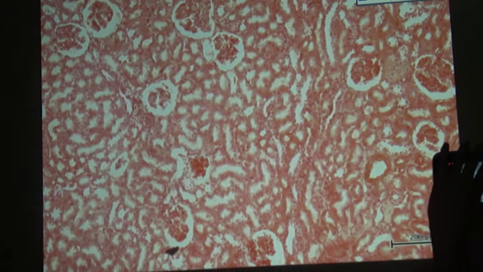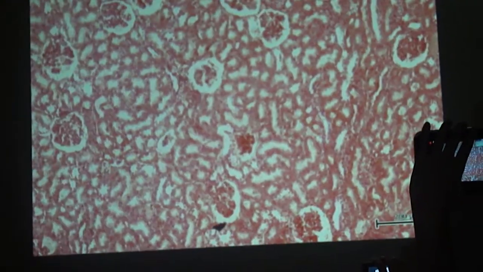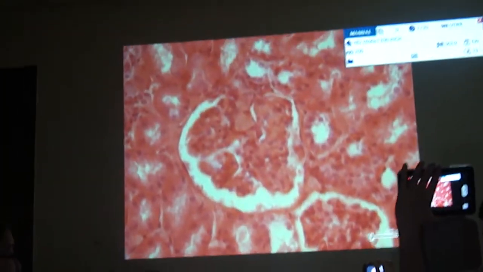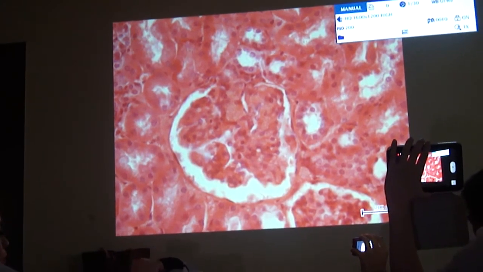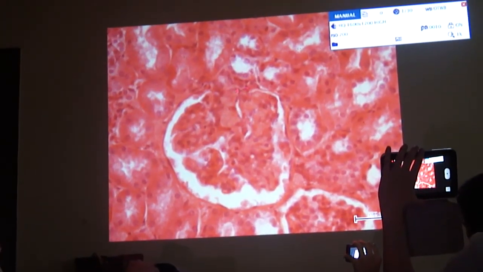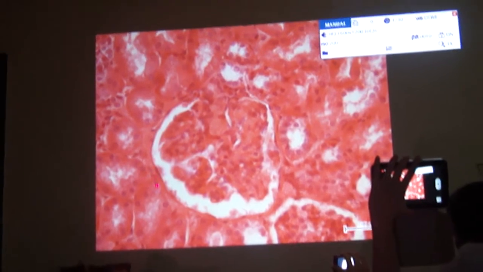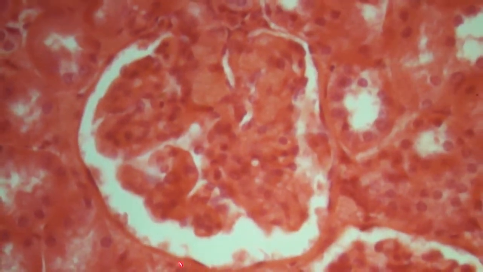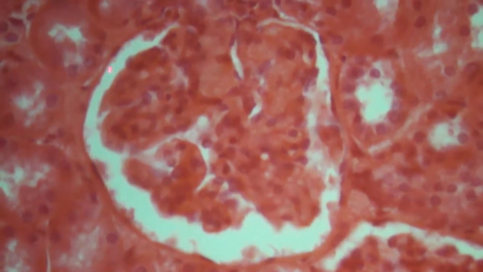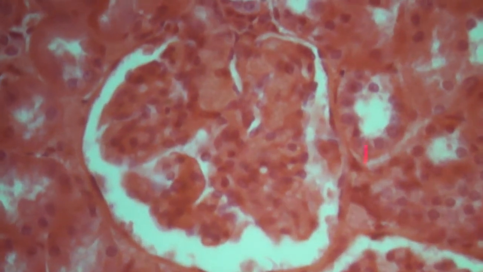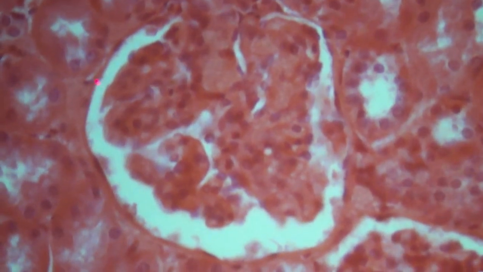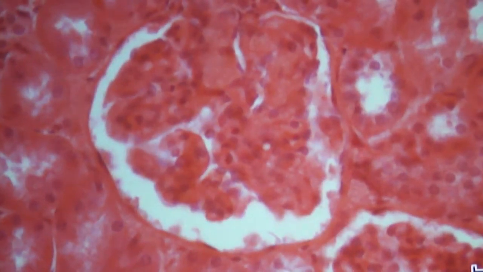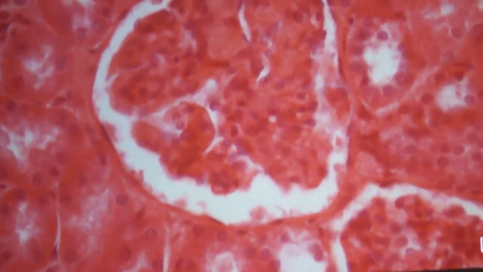Now, on high power magnification, this is how the histology of the glomerulus will look. It will be covered by this structure, which is lined by what type of epithelium? Simple squamous epithelium, and this is more commonly known as the glomerular capsule or the parietal layer of the Bowman's capsule.